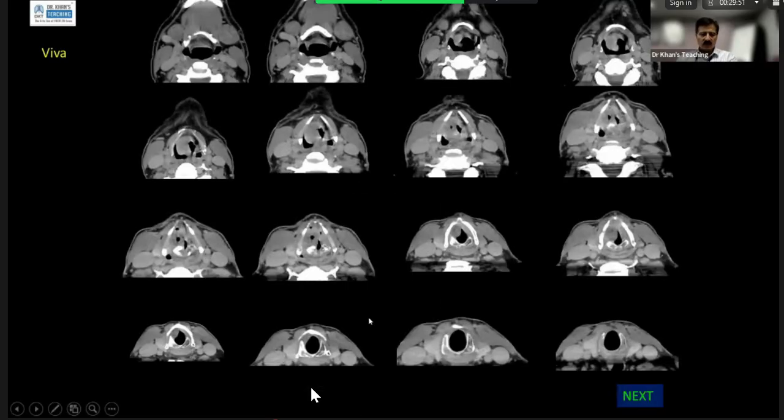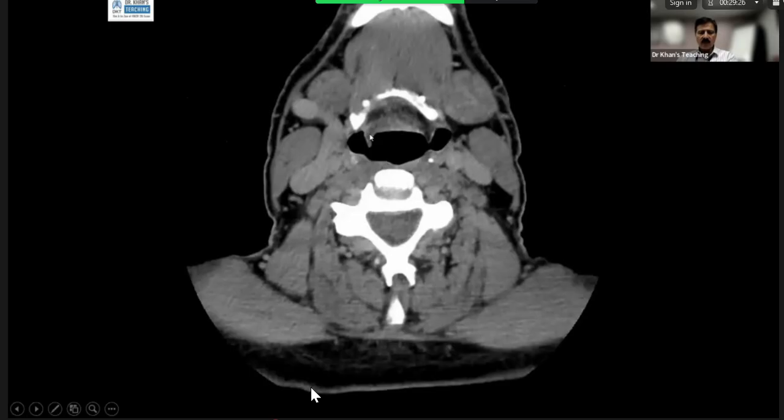Now, with this, I'm going to show you a case. If you see here, we are at the level of the pre-epiglottic fat, and then there is something happening here, and we go down. So I am going to ask you leading questions. Now I'm going to show image after image. Okay. What is this structure? The pre-epiglottic fat.